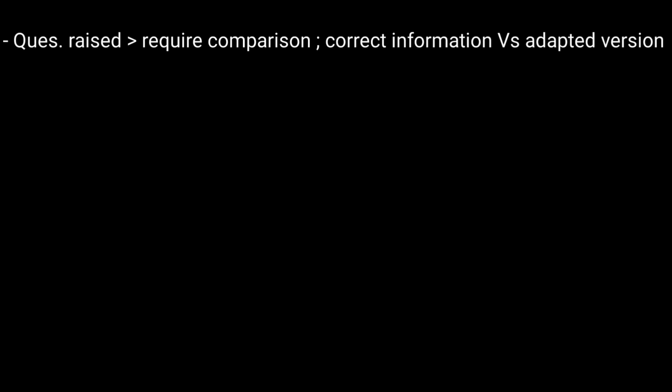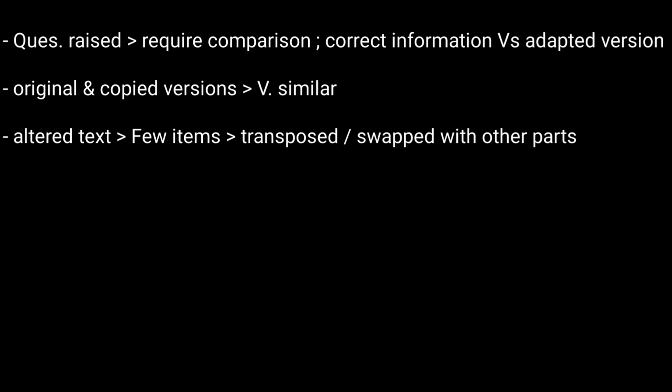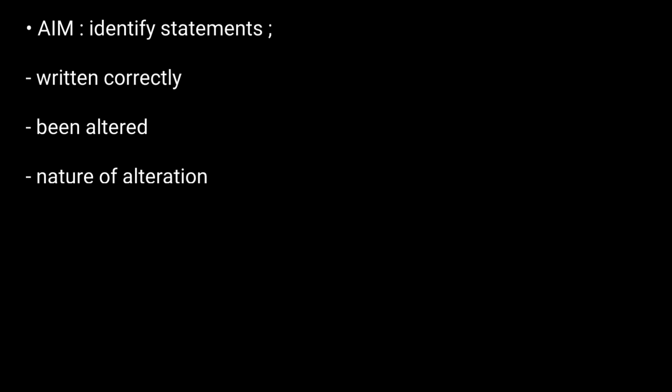In simple words, the original and copied versions will appear to be very similar. However, in the altered text, some items have been transposed or swapped with other parts of the transcript. So, the aim is to identify the statements that have been written correctly, those that have been altered, and the nature of the alteration itself.